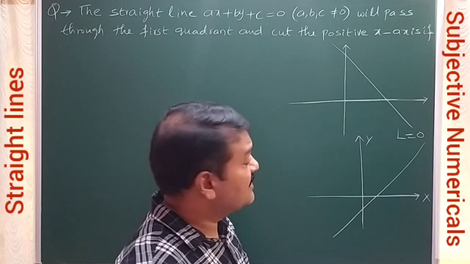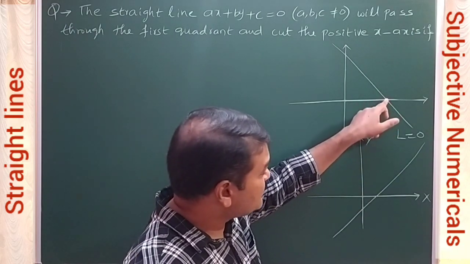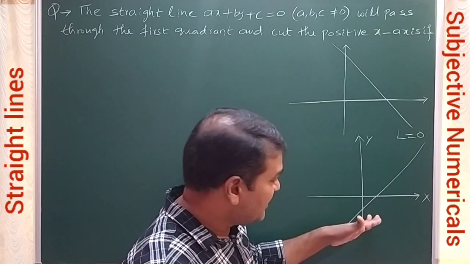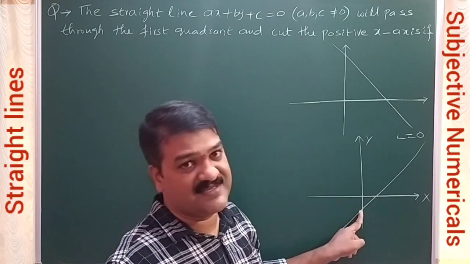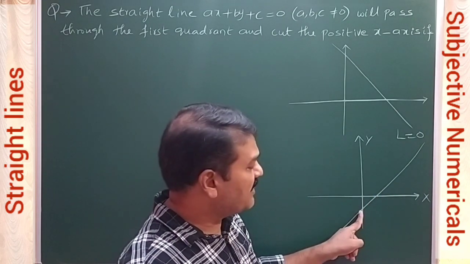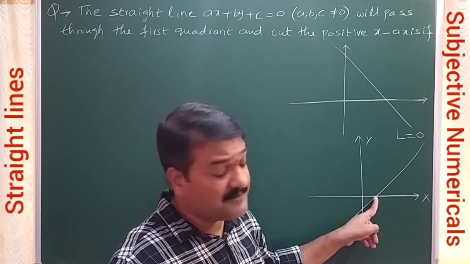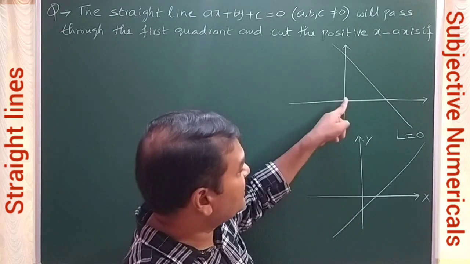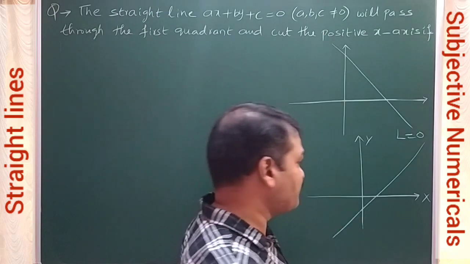What is the difference? In the first case, the line cuts the positive x-axis as well as the positive y-axis, whereas in the second case, the line cuts the positive x-axis and the negative y-axis. Therefore, whenever the line cuts the positive x-axis passing through the first quadrant, it can cut the negative side of the y-axis or the positive side of the y-axis. So two possibilities are there.